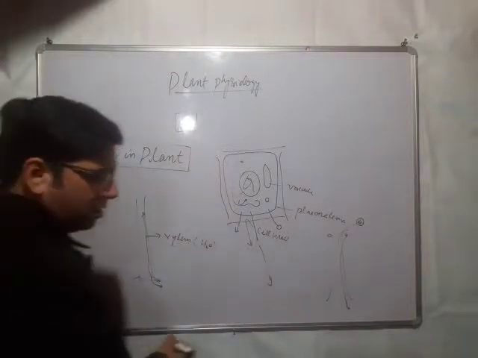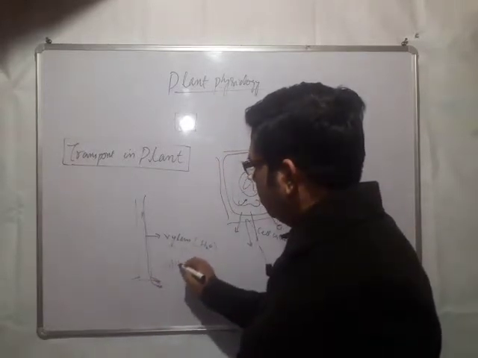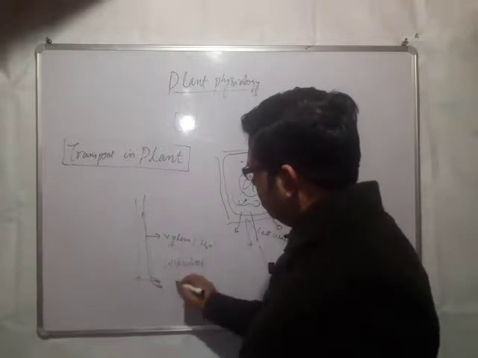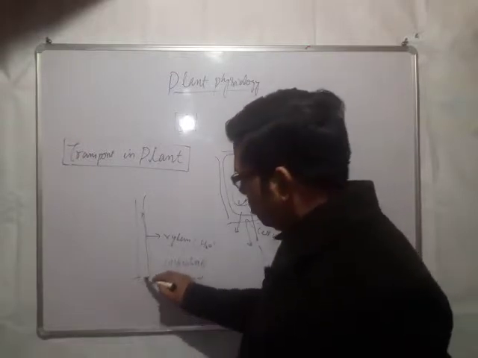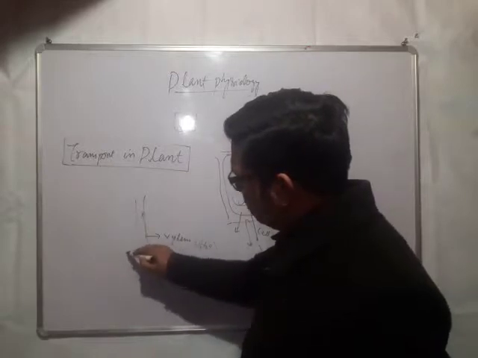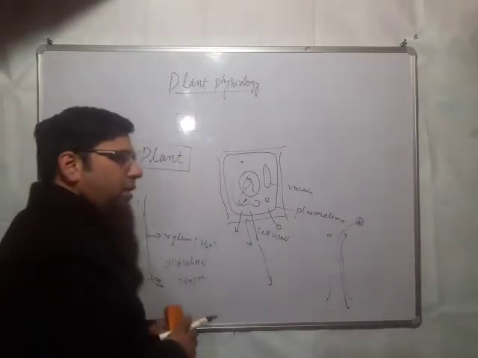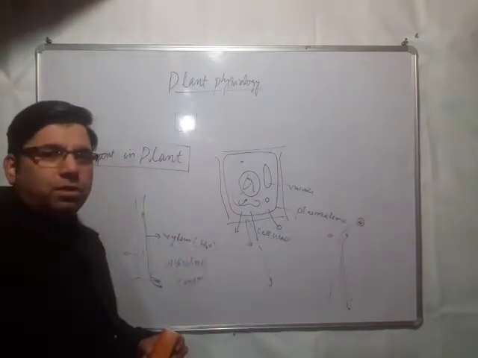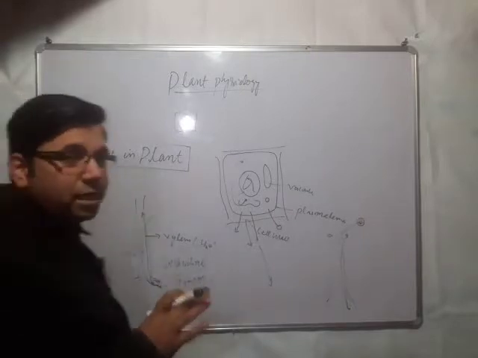This is called unidirectional transport. Because the water moves from roots to different parts, but in one single direction. So this is direction, or we can say direction basically is in a single go. The water moves in a single go. So once water starts moving from roots, it moves to different parts in a single go.